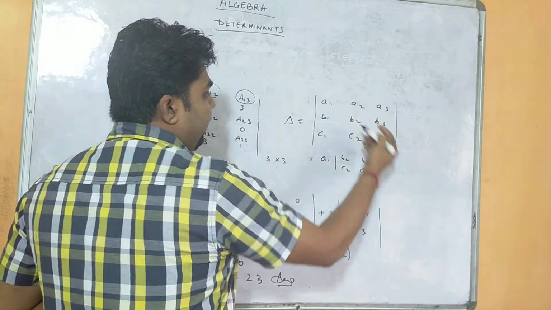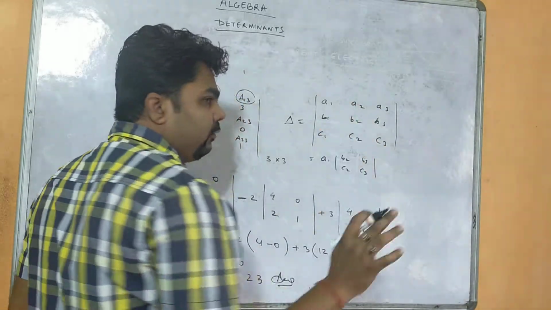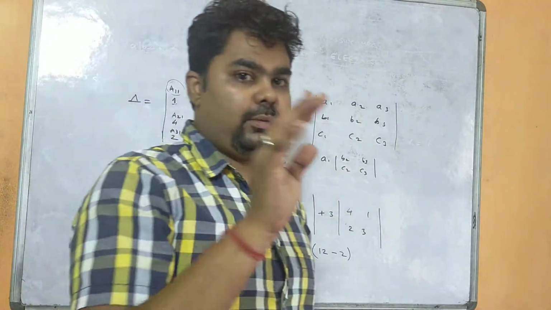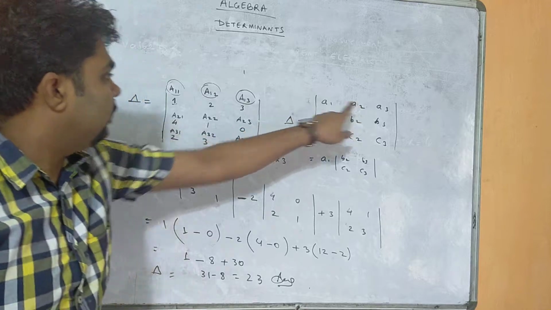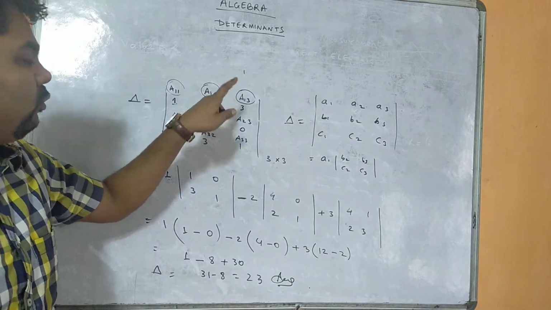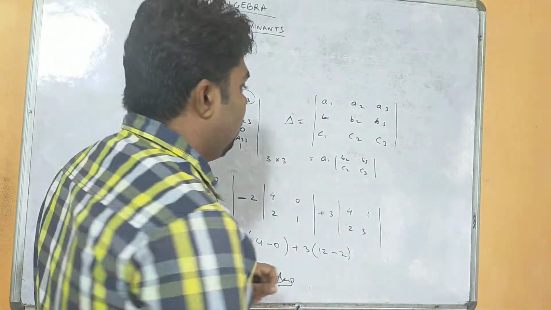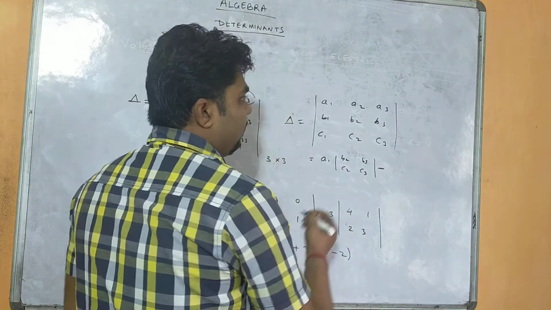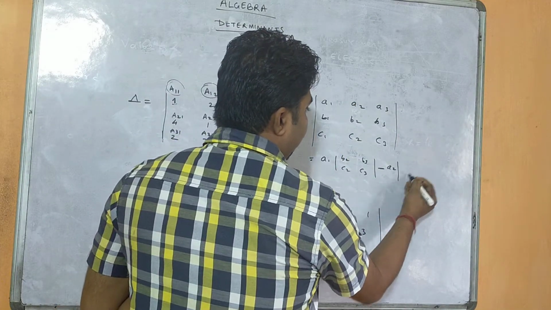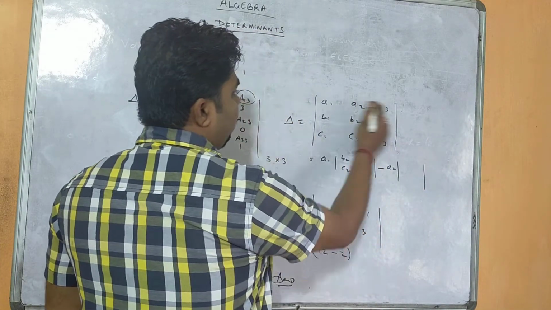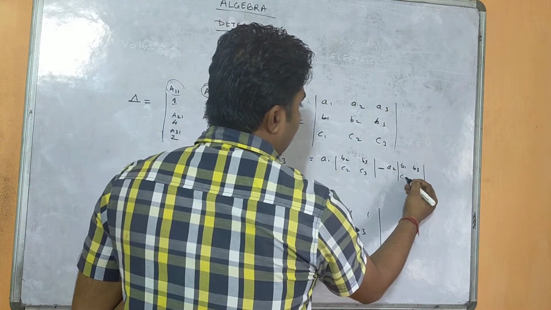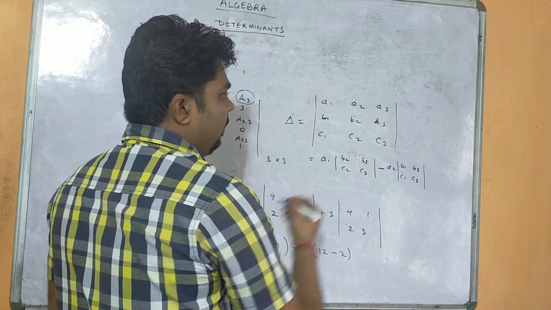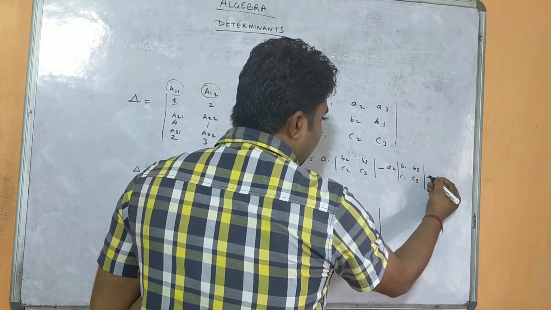Now we will take A2. Before taking A2, we have to see whether I have to write plus or minus. A2 position, this position is 1, 2. 1 plus 2 is 3. 3 is an odd number, so as it is an odd number, we will put minus. Minus A2, then again minus. You will hide this row and this column, leaving B1, B3, C1, C3. Right? Now similarly, we will add plus.